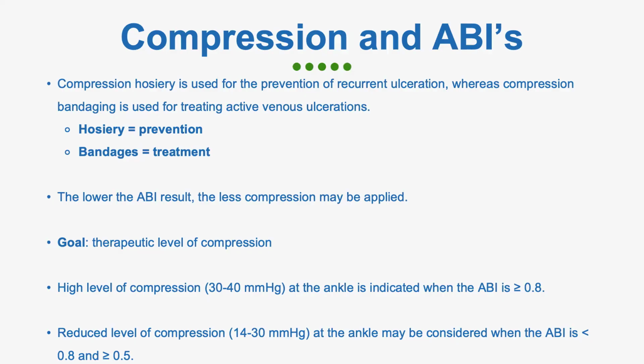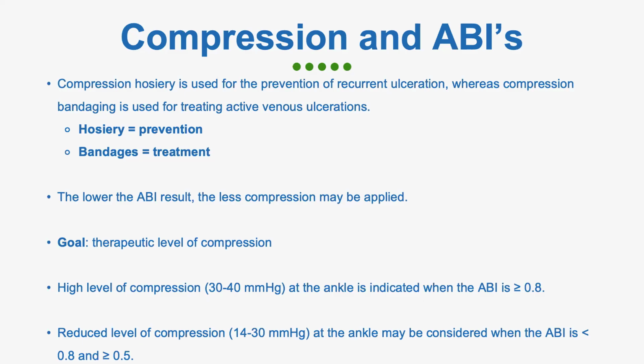So compression hosiery and compression bandages are two different types of terms. Hosiery, we usually use it for prevention of ulceration of venous leg ulcers, whereas the bandaging, which are the actual wraps, are actually used during an active ulcer. Like I mentioned, the lower the ABI results, the less compression can be applied. And the goal is to achieve that perfect therapeutic level of compression for the particular patient and their ulcers.